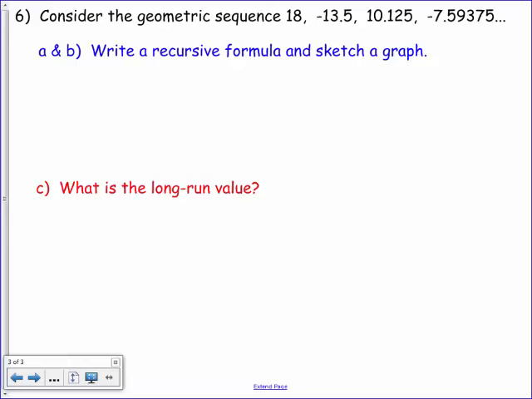All right, let's use this now. It says, consider the geometric sequence. So that means it has a common ratio, right? It's being multiplied each time. And it's got the numbers there. Write a recursive formula and sketch a graph. All right, recursive formula. Here we go.